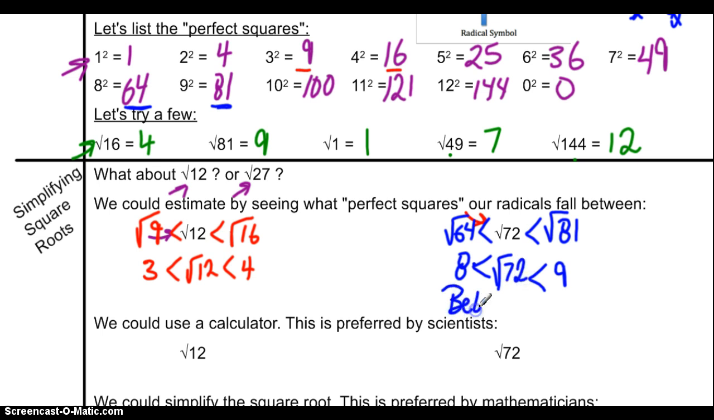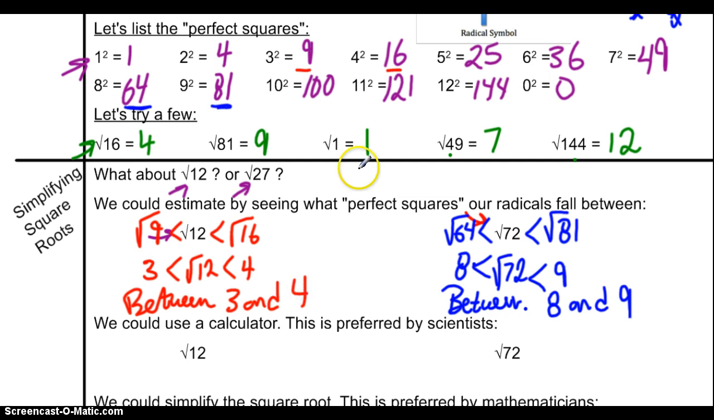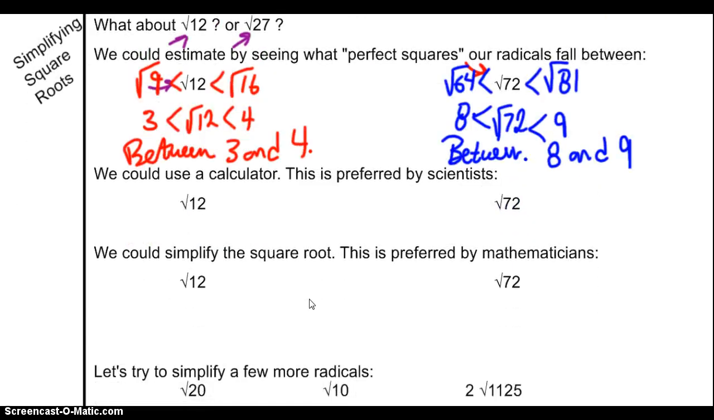So we can say it's between 8 and 9. And our first one, remember, was somewhere between 3 and 4. Now, if you wanted to be even more precise, instead of saying between 3 and 4 or between 8 and 9, we could take out a calculator and get a decimal approximation for that number. So let's take out our calculators.